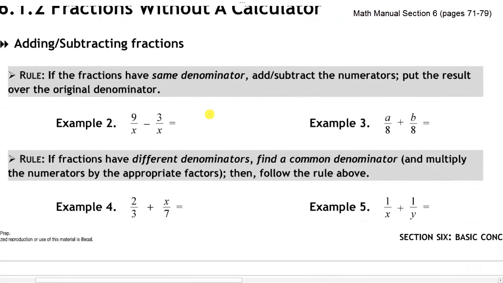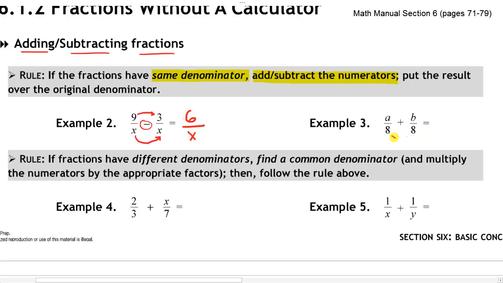Now, in terms of handling fractions without a calculator, you just have to know your fraction rules. In order to add or subtract fractions, the rule is that the fractions have to have the same denominator. If they do have the same denominator, you can just add or subtract the numerators. If they don't have the same denominator, you need to find a common denominator. So in example 2, these have the same denominator, so we can just add or subtract. In this case, obviously subtract the numerators, and we get 6 over x.